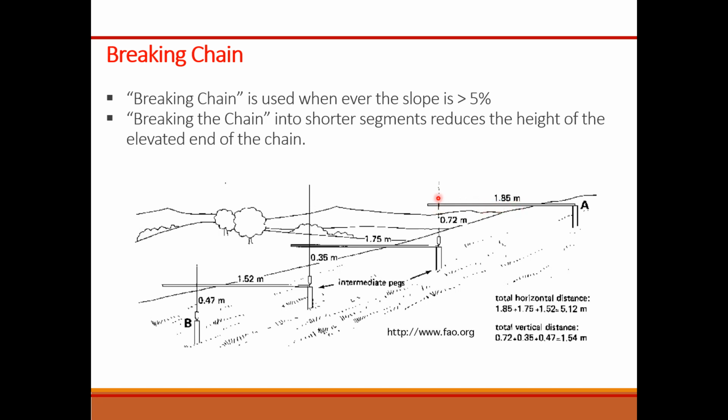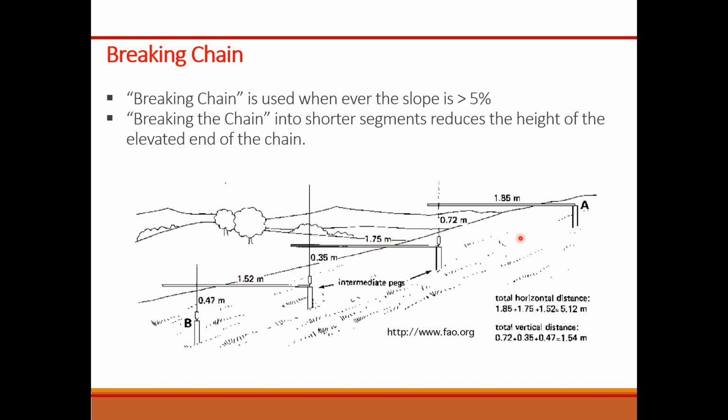At this point, we suspend the plumb bob exactly to locate the center of the peg. It will be the final point for this reading, and it will provide a base for us to start from this point up to the next point. Okay, now the second reading will be 1.75 and so on.